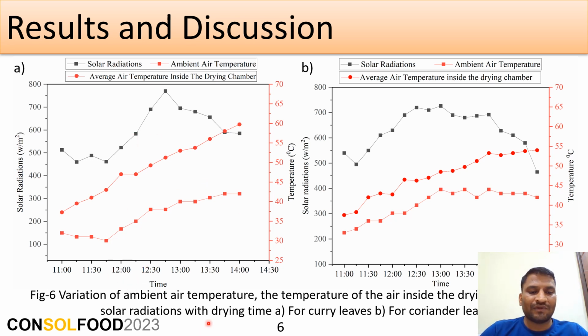Now this first graph shows the variation of ambient air temperature, temperature of the air inside the drying chamber, and the solar radiation for curry leaves. It is observed that the ambient temperature increases with increasing drying time, and also the temperature of the air inside the drying chamber increases with drying time. The solar radiation increases up to noon, and after that it falls down. The temperature of the air inside the drying chamber remains higher than the ambient air temperature, by 10 to 12 degrees Celsius.